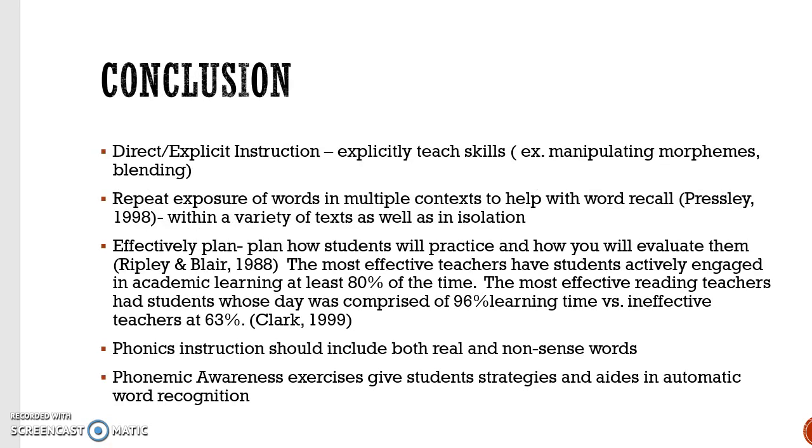So here's the conclusion. According to most of the research that I did read, it did say that the direct, explicit instruction was the most important thing to do. So you need to show them and teach them exactly what they need to do to manipulate the morphemes, to blend their words, to be able to read. Also, it helps to have a repeated exposure of these words in multiple contexts. In other words, seeing the words used in different ways, in different reading, as well as with their spelling and their sight words. And that will help them to learn the word even when it's isolated.